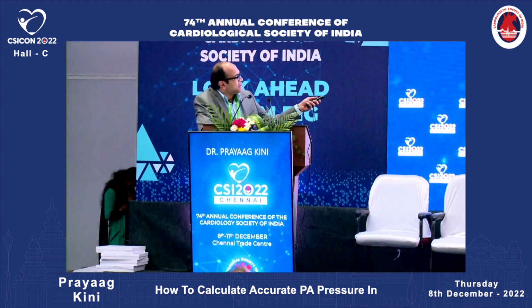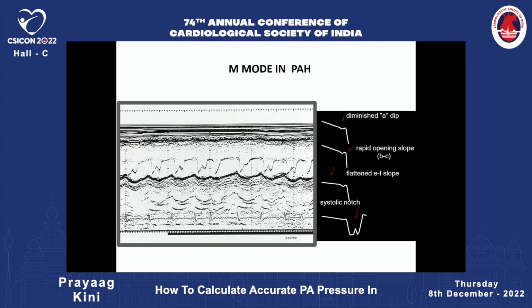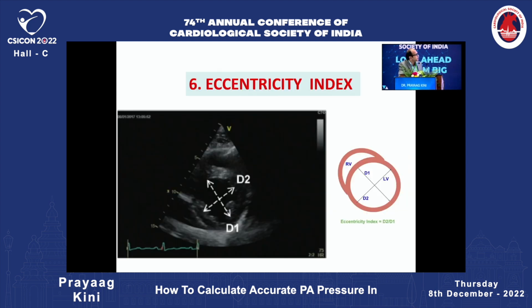Yeah. So this is essentially, you have the flying W here. You see that the BC slope is rapid, the A has gone down, and the EF slope is almost not there. And the systolic notching is there, like I started already.